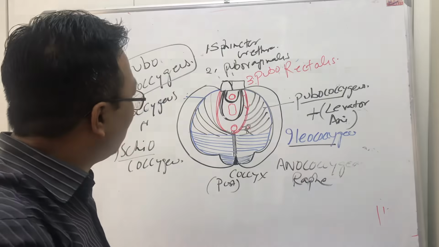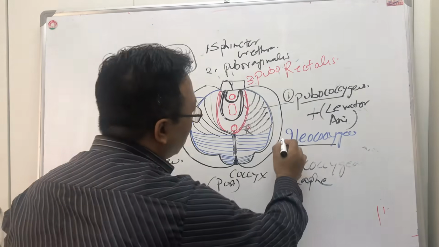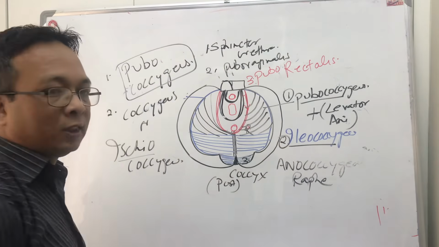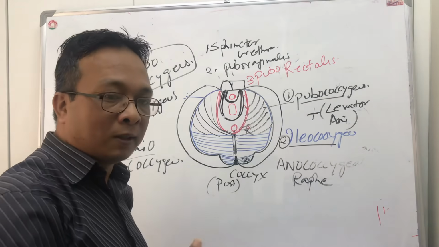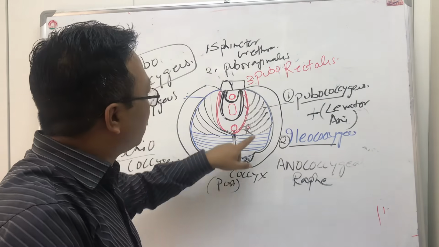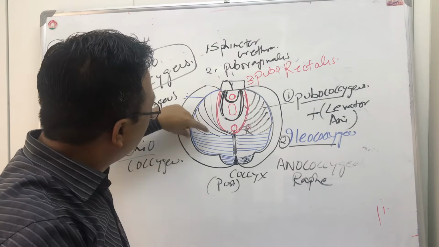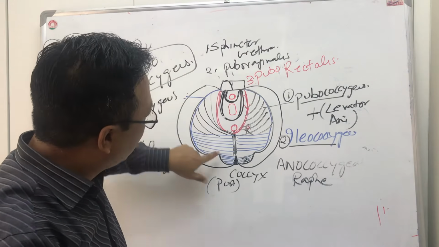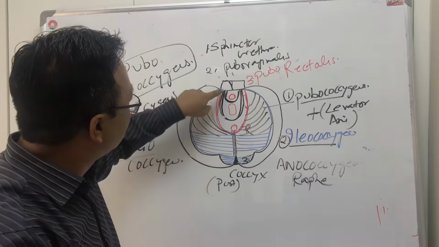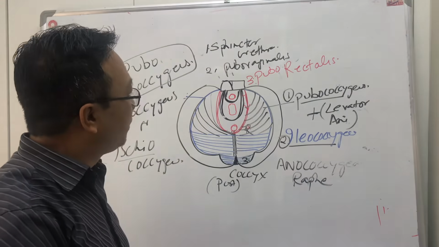So when we say the pelvic floor is formed by number 1, pubococcygeus, number 2, iliococcygeus, number 3, coccygeus muscle. Though it has not much function, it still forms a part of the pelvic floor. This is the pubococcygeus, then the iliococcygeus, the blue one, and this is the coccygeal. These are all modifications of pubococcygeus, and they form the pelvic floor.